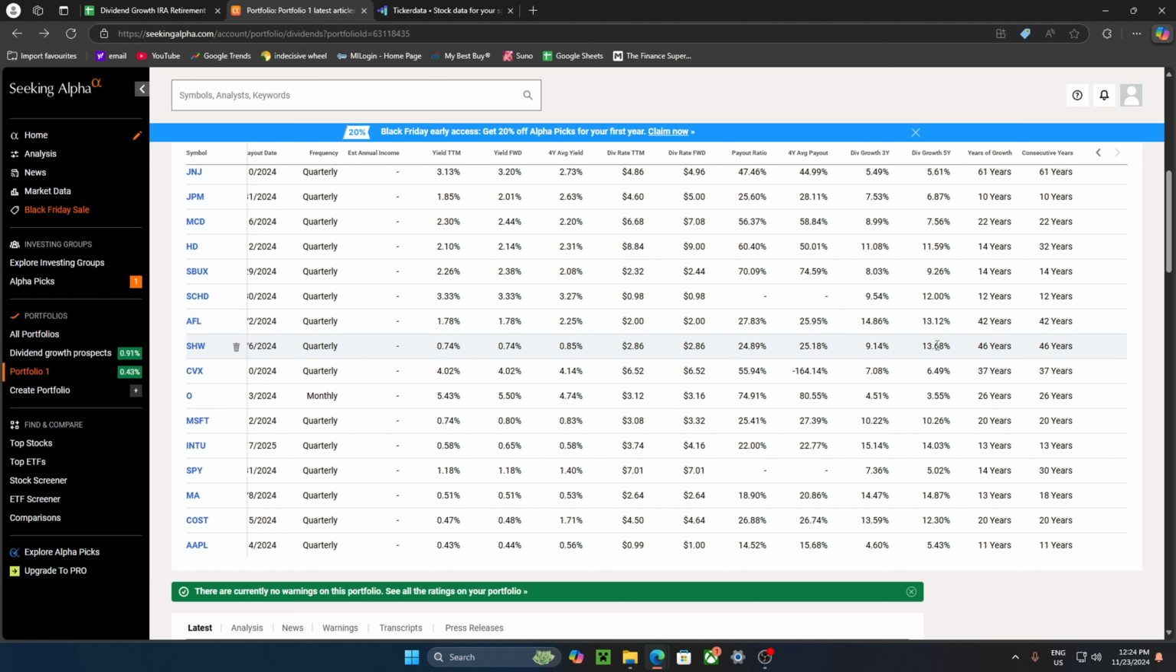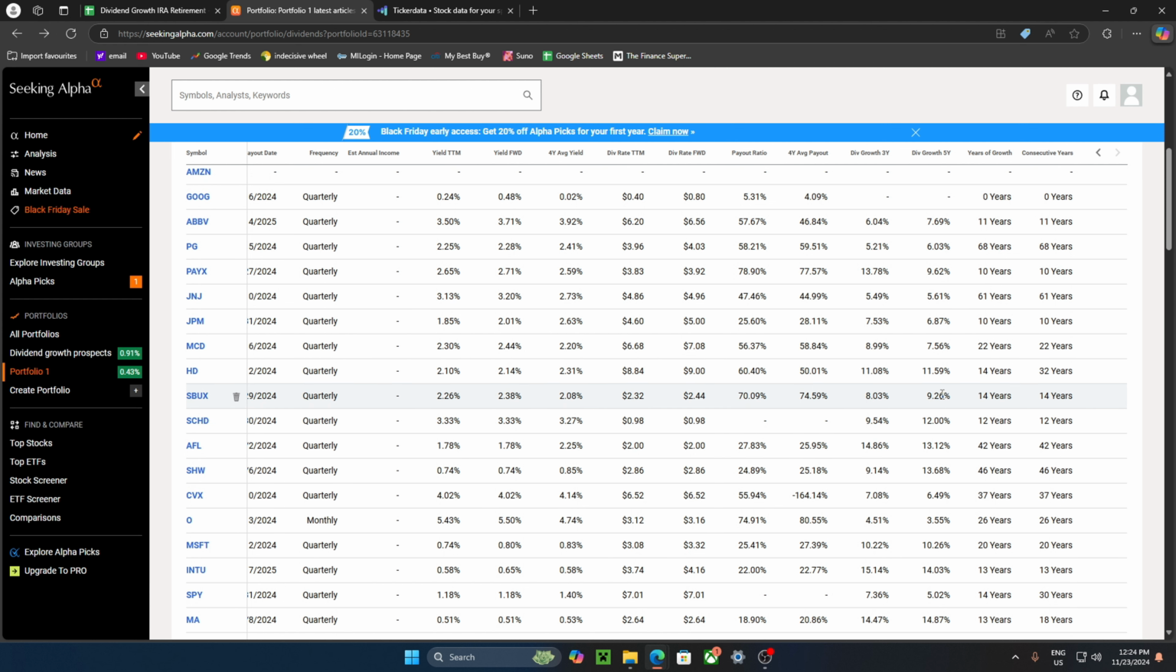Sherwin-Williams, that's a new holding I just learned about. 46 years of consecutive payments, consecutive growth at 13% on the 5-year. That's amazing. SCHD, come on. We all know SCHD. SCHD is awesome. It's the king. They have an awesome growth, awesome track history.